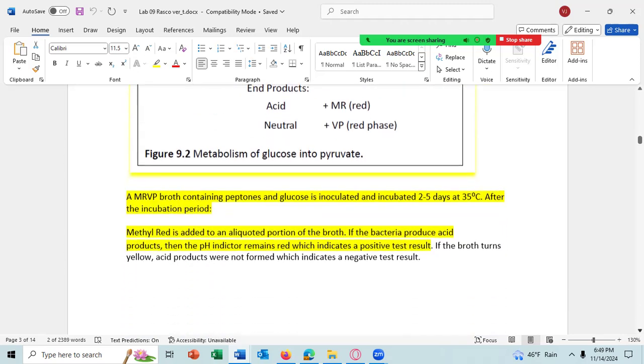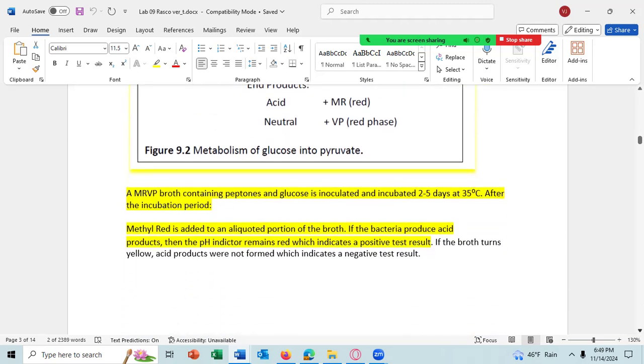All right, the MRVP test is initially started in the same tube. So you get one tube and you inoculate it with your test organism, and then you let that tube grow, meaning you incubate it for 2 to 5 days, depending on the test, and then you split that tube into two portions. One portion will be used for the MR test. The second portion will be used for the VP test.